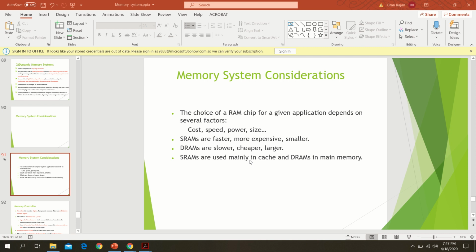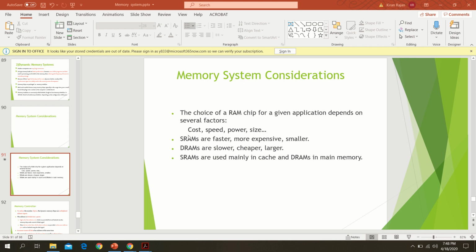Here we are considering the important factors, that is, which type of RAM will be used for our purpose or our application. Actually, the choice of RAM, whether we want to use static RAM or dynamic RAM, mainly depends on several factors. That is, for our application, whether cost is a factor we have to consider, or speed is important, or power is important, or size is important. These are the main factors based on which the selection will be made.